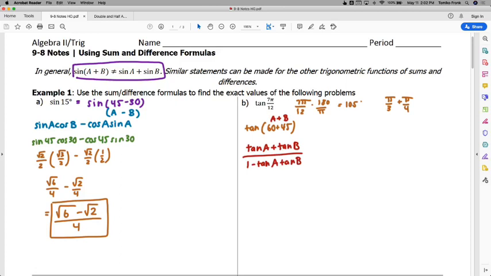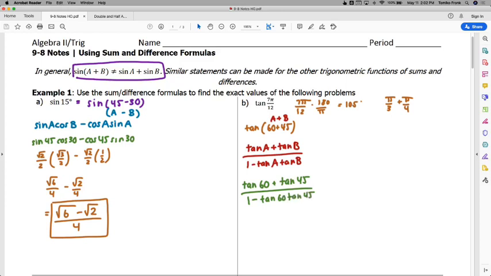Tan, tan, 1 tan, tan. That's how I remember that. All right, so when A is 60 and B is 45, we are calculating the tangent of 60 plus the tangent of 45 over 1 minus the tangent of 60 times the tangent of 45.